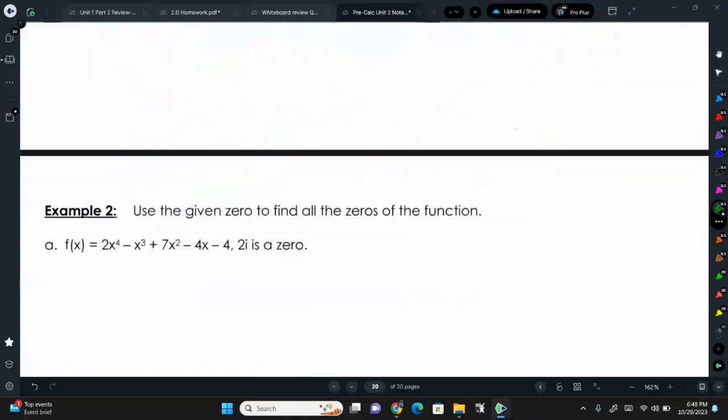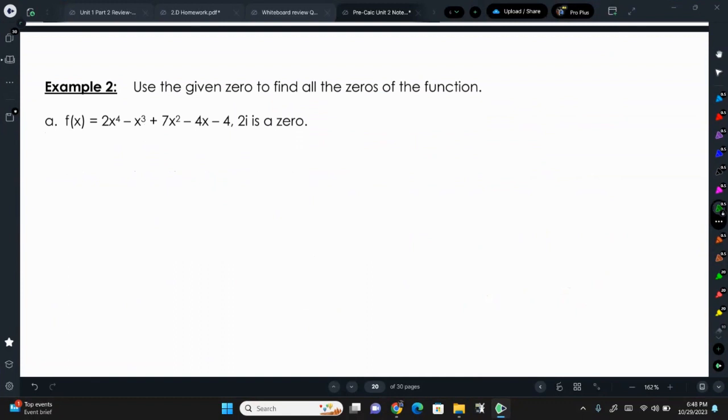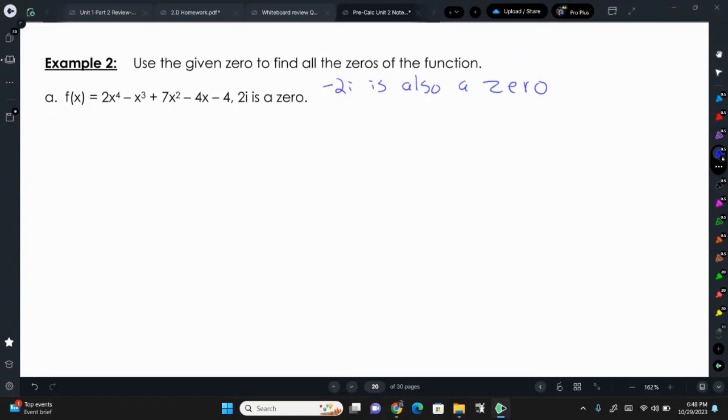All right, the next page, we're given that one of the zeros is 2i. That also means that another zero, okay, that means negative 2i is also a zero. So that gives us options. We could do synthetic division with 2i, but it gets really ugly. So we probably don't want to do that.